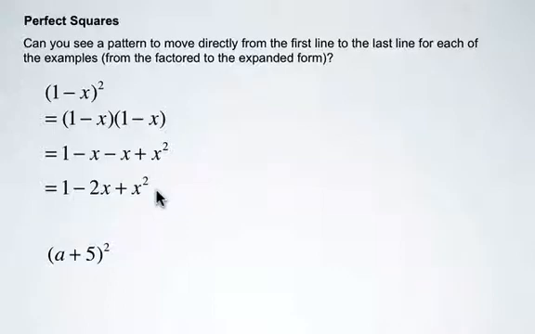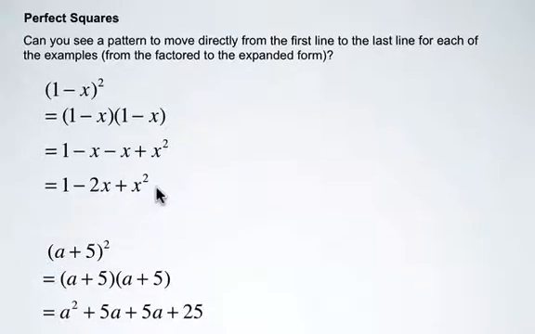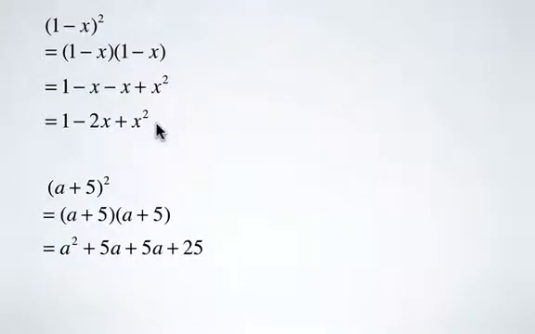How about this one? A plus 5 squared. That's the same as saying a plus 5 times a plus 5, which is equal to a squared plus 5a plus 5a plus 25, which is equal to a squared plus 10a plus 25. Do you see a pattern here yet?